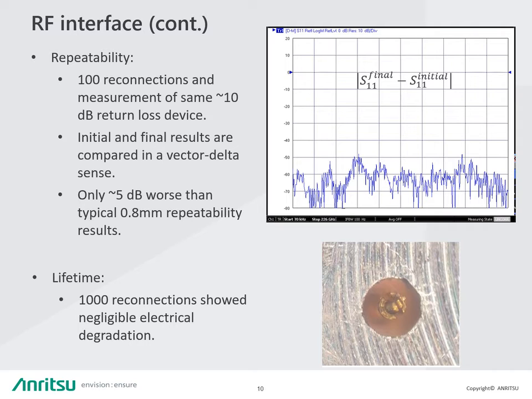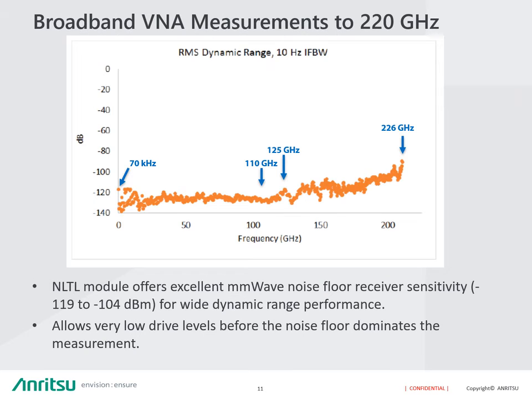In this plot, we're showing the vector delta comparisons between initial and final results over 100 connections of a return loss device of about 10 dB. And you can see that at 50 dB, it's providing very good repeatability and on par with the 0.8 threaded connector. So the overall system performance then is broadband measurements to 220 gigahertz with very good dynamic range and no sacrifice in performance at 110 gigahertz.